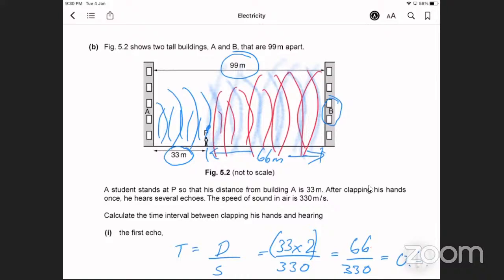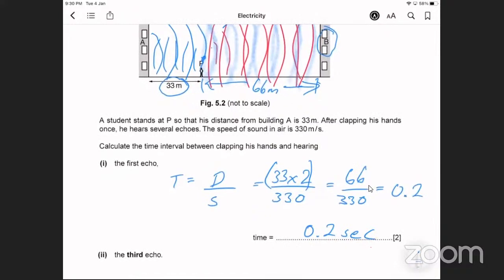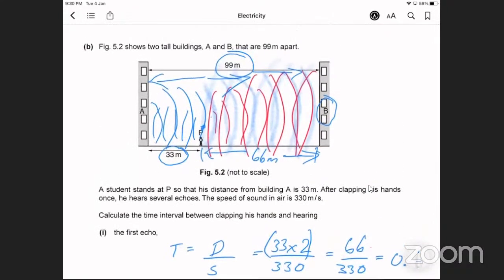So when the first echo travels this distance to A, it will already be going back to building B before the second echo from building B gets to P. So when your second echo reaches P, this one will be traveling all the way this way or coming back. Does that make sense? Yes, sir. I hope you can all understand that jargon there. Right. So my third echo is the wave from the start, the first echo that we're dealing with.